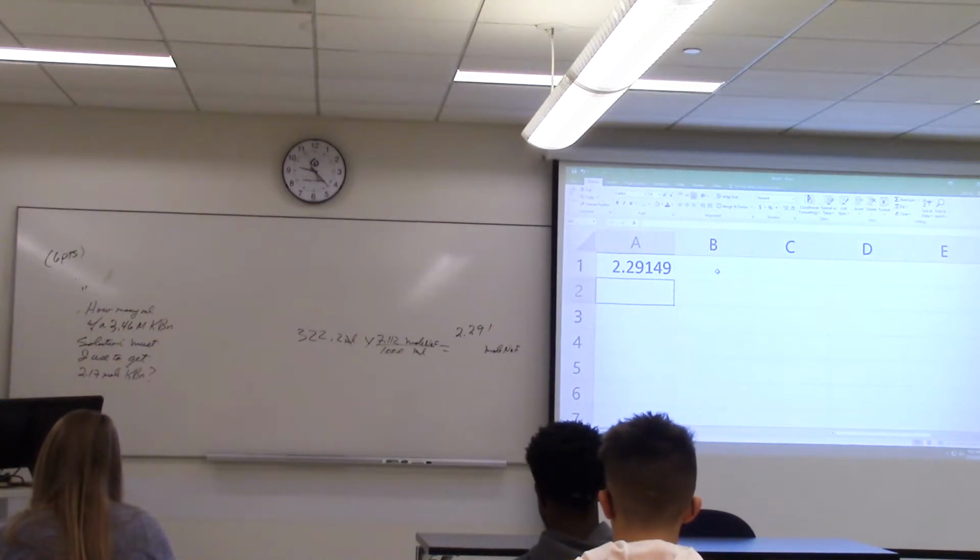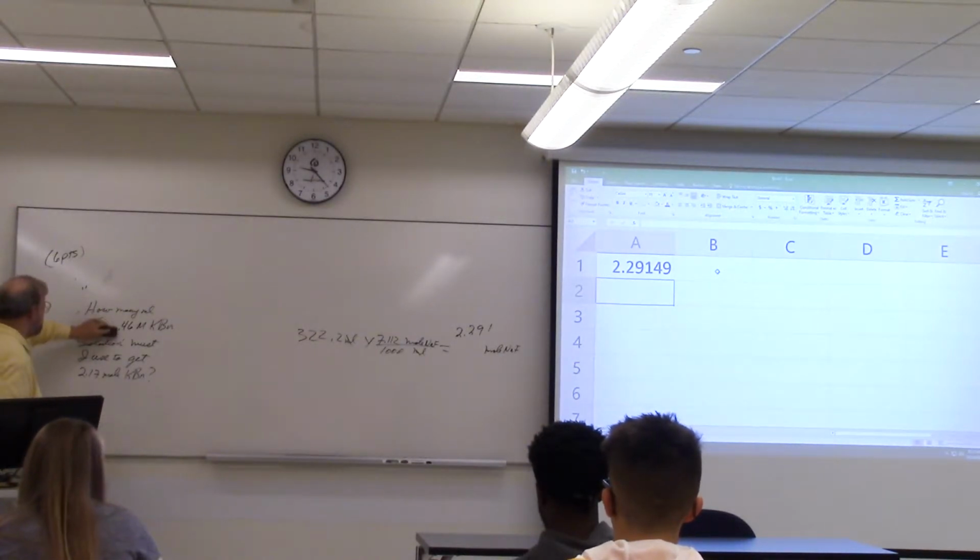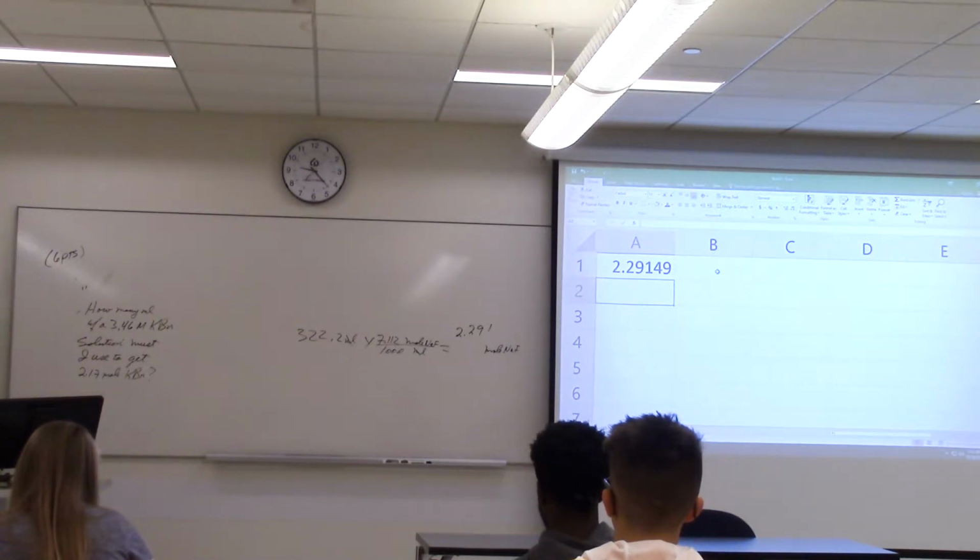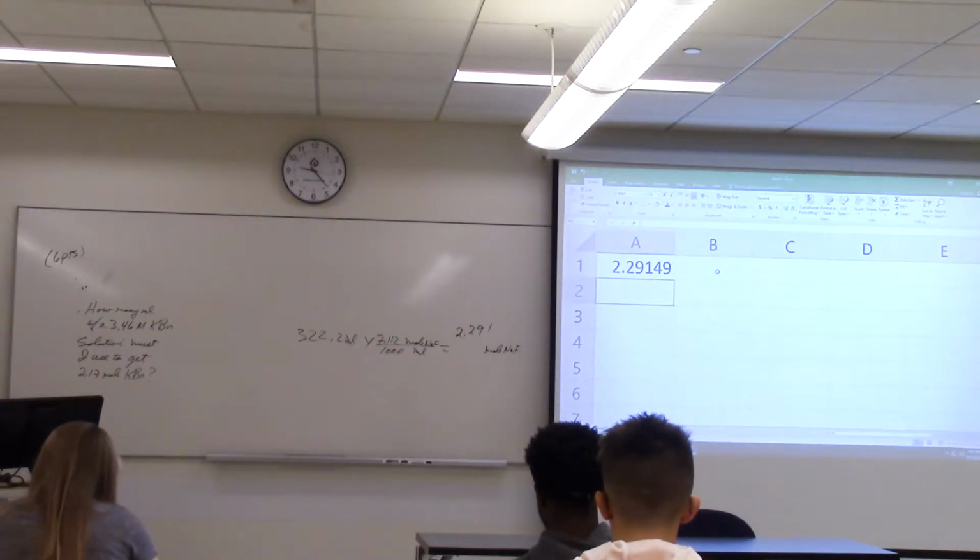Why don't you try this one? And let me read it. How many milliliters of a 3.46 capital M KBr solution must I use to get 2.17 moles KBr? Why don't you try that? And remember, use your good friend, your good buddy, unit analysis.